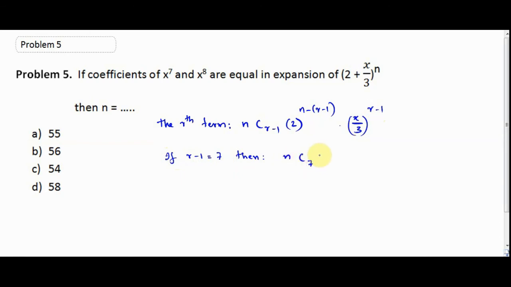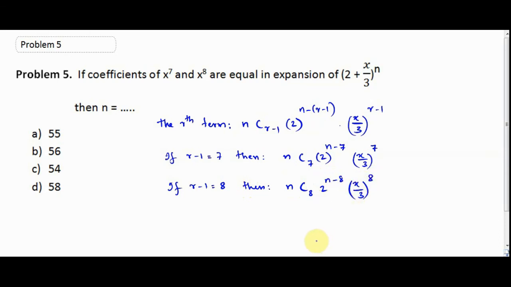So if r minus 1 is equal to 7, then the term will be nC7 2 raised to n minus 7 into (x/3) whole raised to 7. So this term will be having x raised to 7. And now if r minus 1 is equal to 8, then the term will be nC8 2 raised to n minus 8 into (x/3) raised to 8.